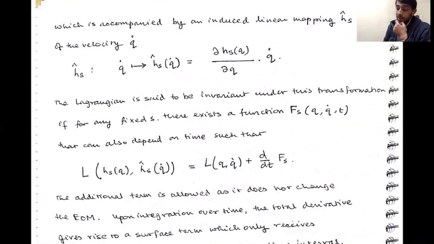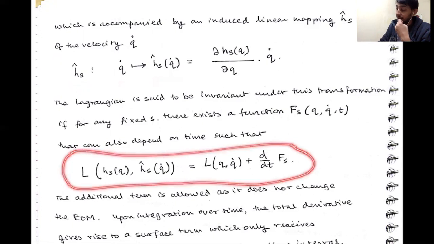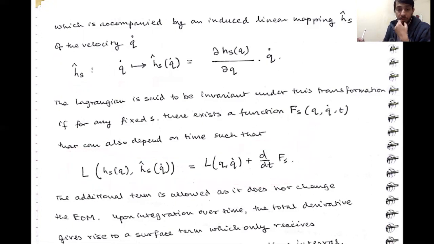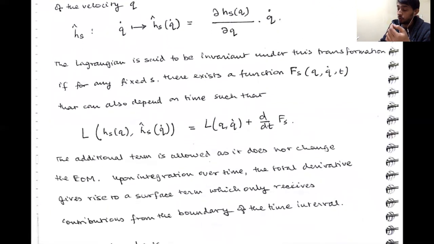So that induces some h_s hat, which maps q dot to h_s hat of q dot, and a Lagrangian is said to be invariant under this for any fixed s if there exists a function F such that this is true. This is true because you could always add this. This is not going to change the equations of motion. All it can affect are things at the boundary.